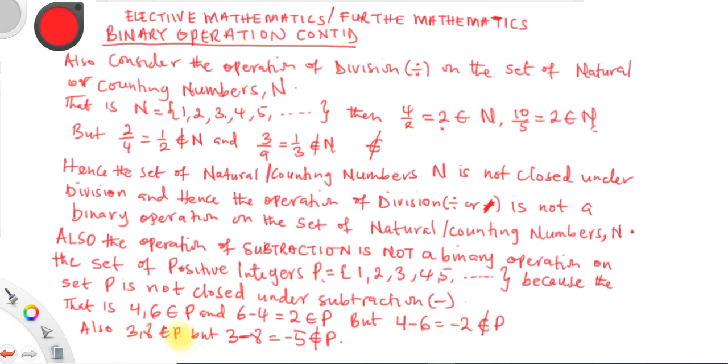Also, if you take 3 and 8, though 3 and 8 belong to P, 3 minus 8 gives negative 5, which does not belong to P. Hence, the operation of subtraction is not a binary operation on the set of positive integers P. In other words, the set of positive integers P is not closed under the operation of subtraction.